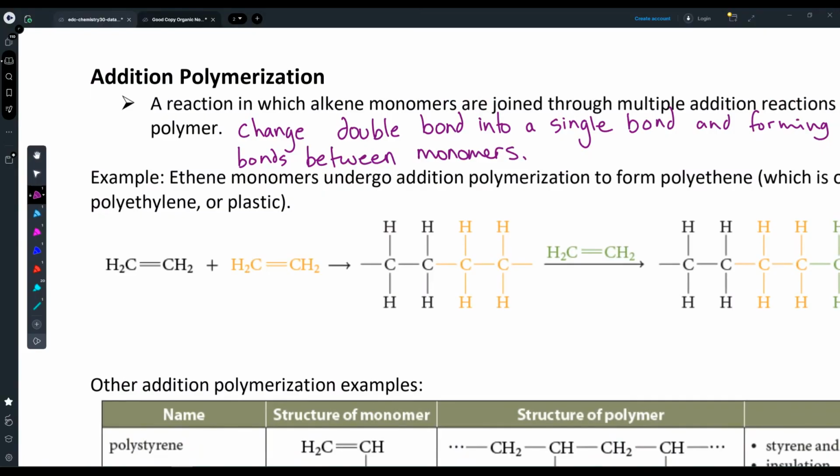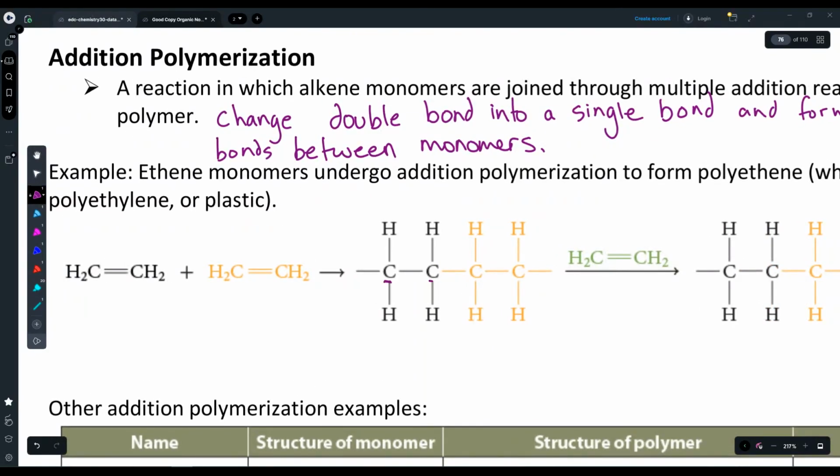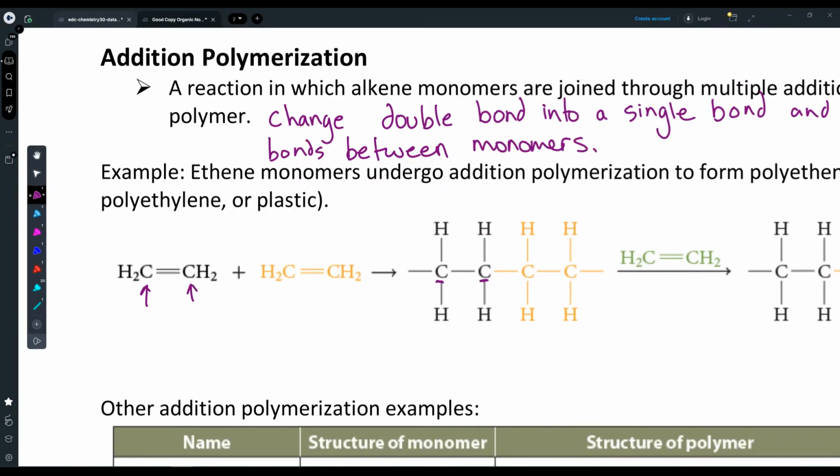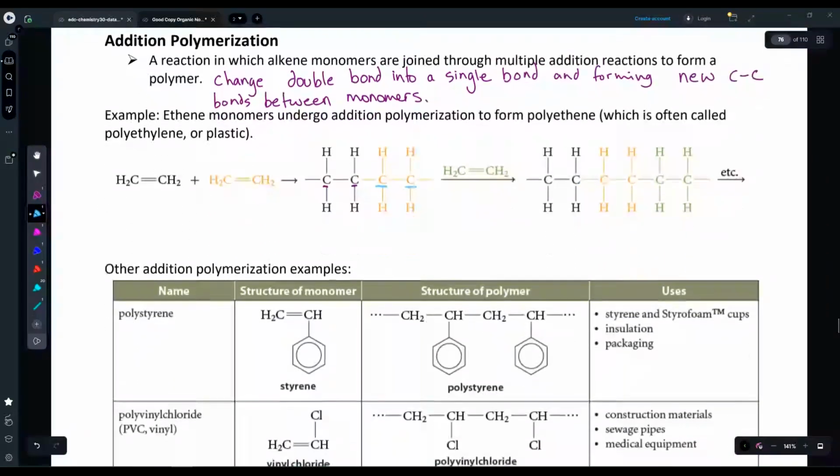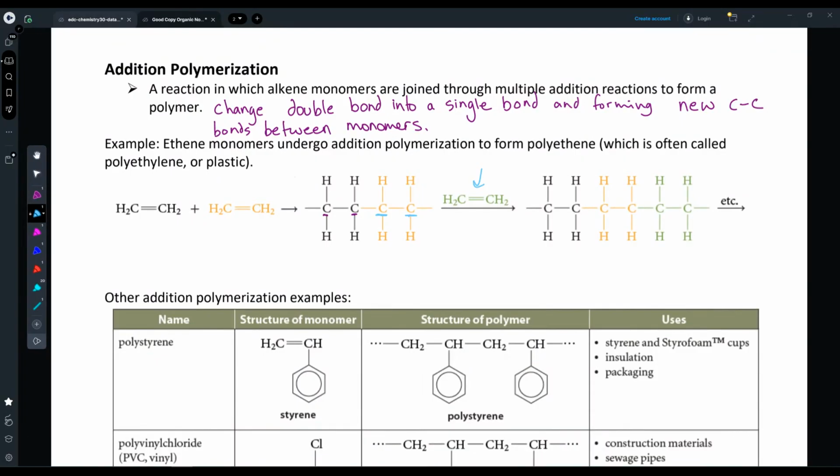Notice how our beginning monomers both have a double bond, but that double bond gets converted into a single bond as the new linkages, the new carbon-carbon bonds, are forming. These two carbons here used to be these two carbons there, and these two carbons here were these two carbons there. As we add more monomers, the carbon chain just gets longer and longer.